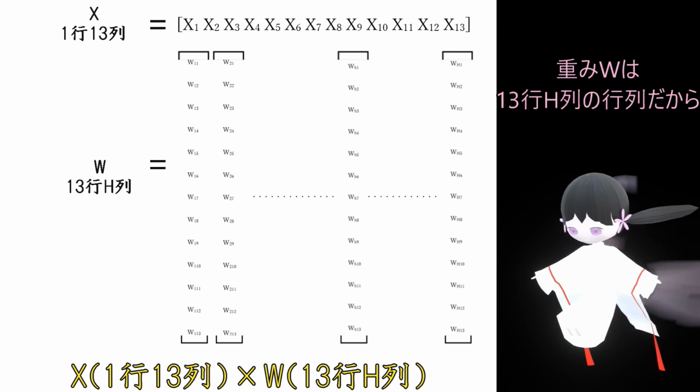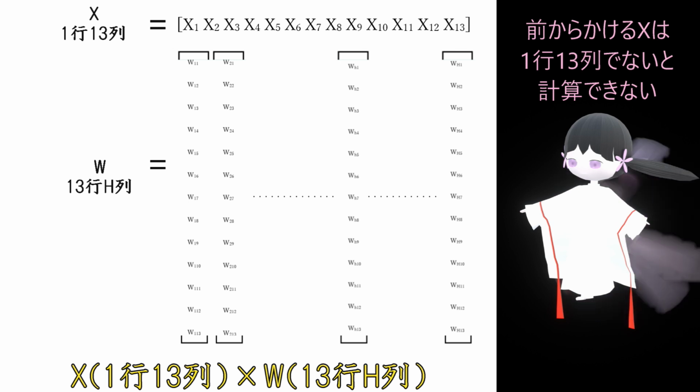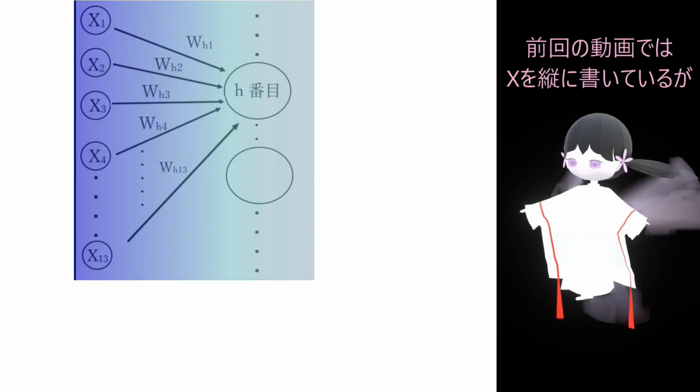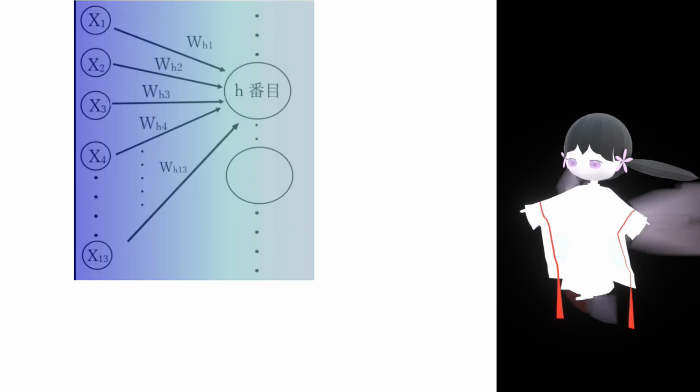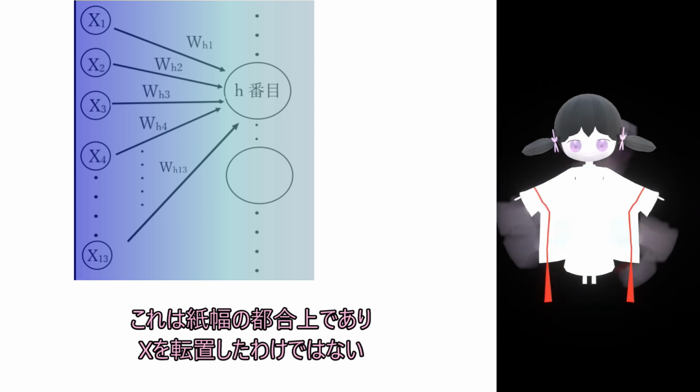Since the weight is 13 rows and h columns, x must be 1 row and 13 columns in order to be calculated. In the last video, I wrote x vertically. But this is because of space limitation. I didn't mean transposing x.